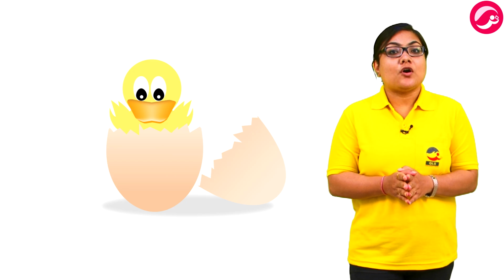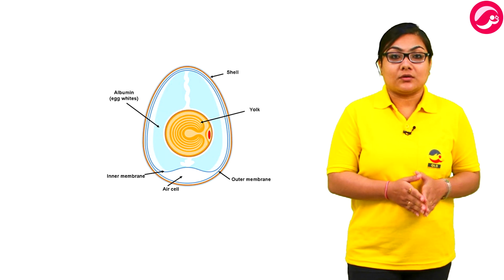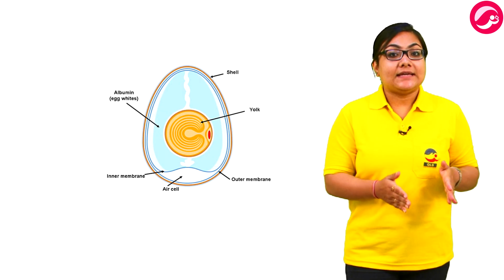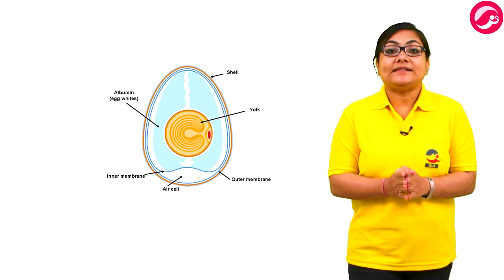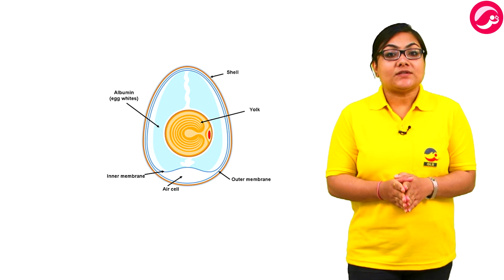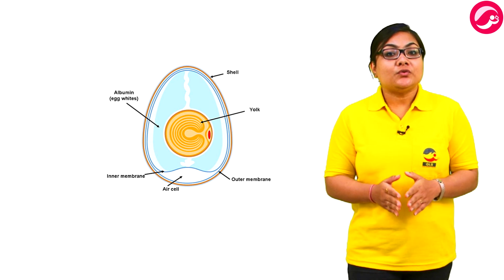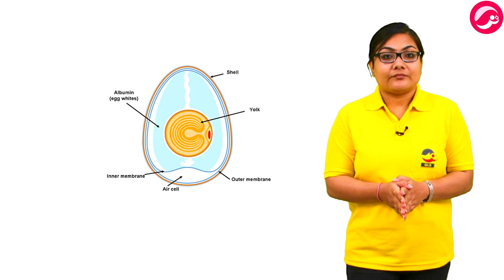The embryo gets all of its food from the egg yolk. The albumin present in the egg helps to protect the embryo from any damages. The embryo obtains oxygen by the diffusion of air through the eggshell and other membrane.